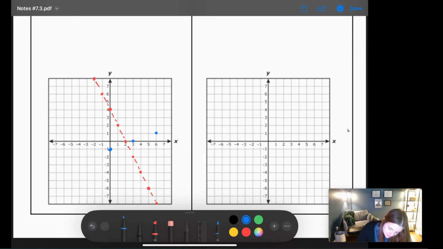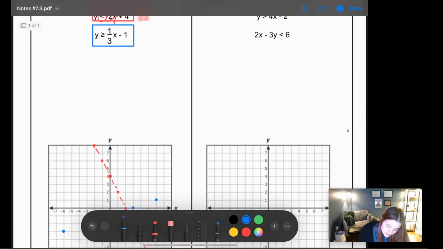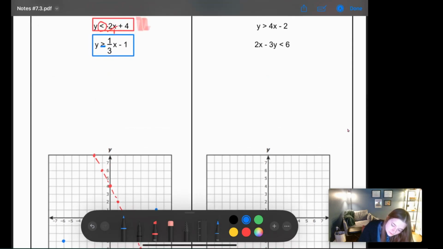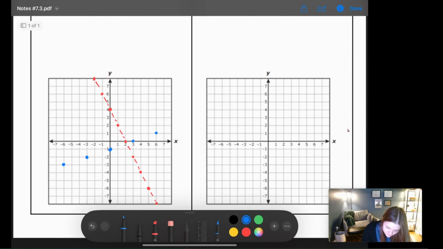Up 1, and I can't really go that way, but that's okay because I can go down 1, left 3, down 1, left 3, okay? Now, there's my line. Let's see. It does have that equal to line, so this is going to be a solid line. Oh, and I'm doing dashed. Solid line. I apologize. Okay, here we go. Now we can shade everything.